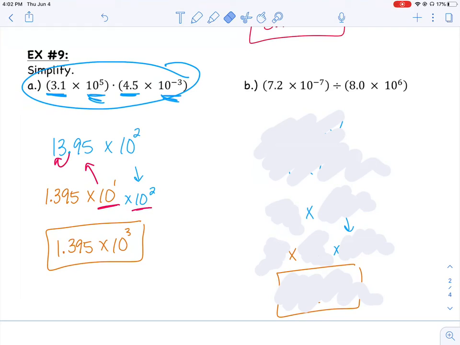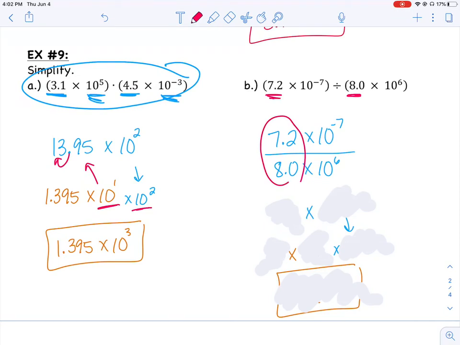B is another division problem where we're taking a scientific notation number and dividing it by another scientific notation number, which means we should be able to divide like terms. We should be able to take the 7.2 and divide it by 8. We should be able to take the 10 to the negative 7th and divide it by 10 to the 6th, right? We should be able to put our like terms together. All right, 7.2 divided by 8. I don't know about you, on my calculator, I got 0.9.